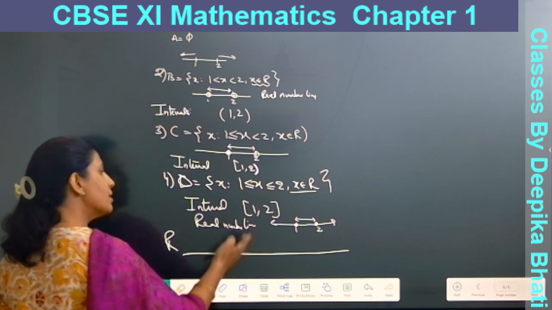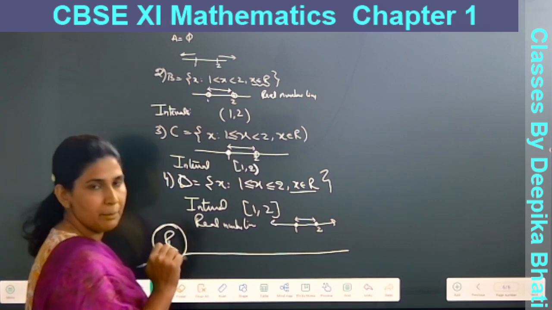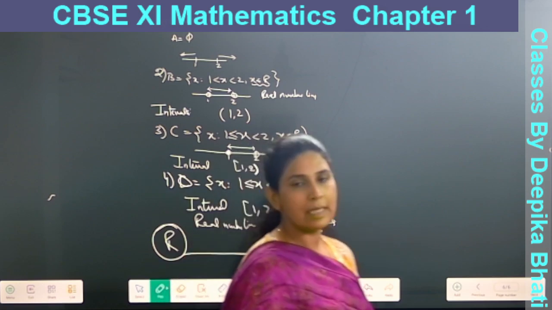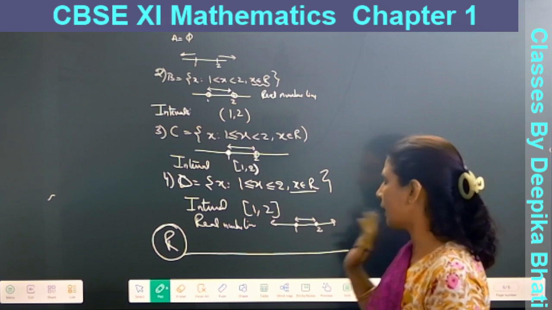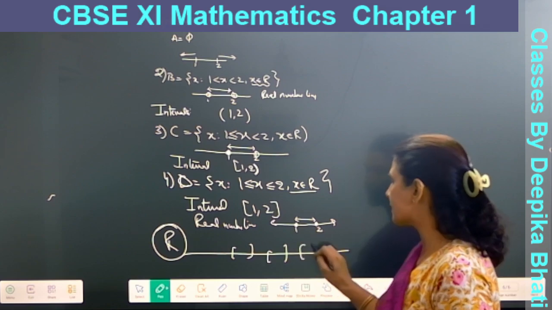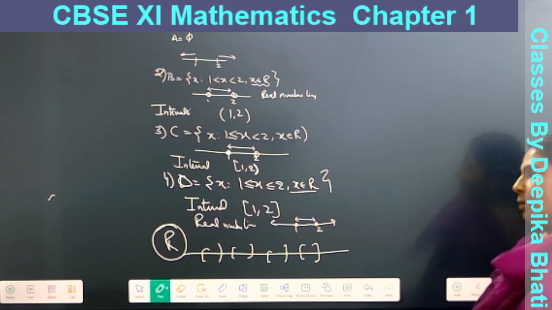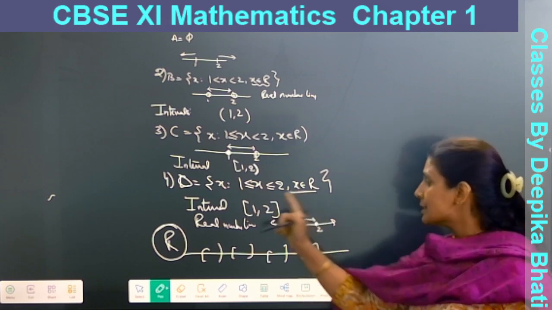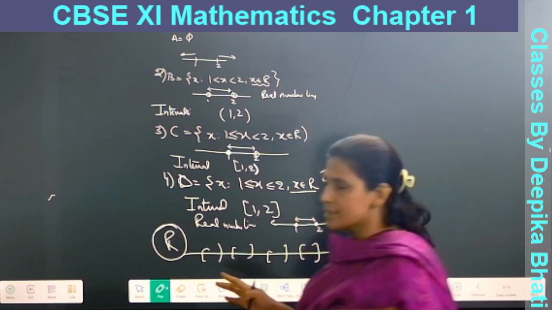So all these small intervals are subsets of the real numbers, because we are capturing these intervals from the real number line, not from some other line. So this is one set, this is another set, this is another set, this is another set. So there are an infinite number of subsets, which themselves form a set.